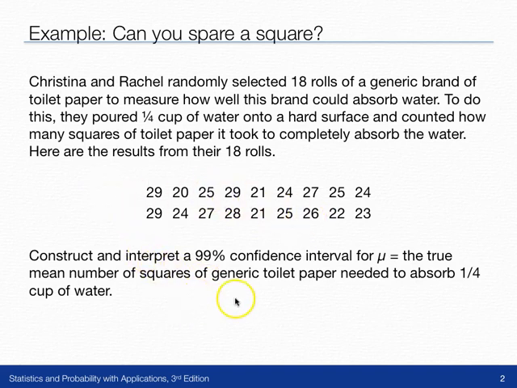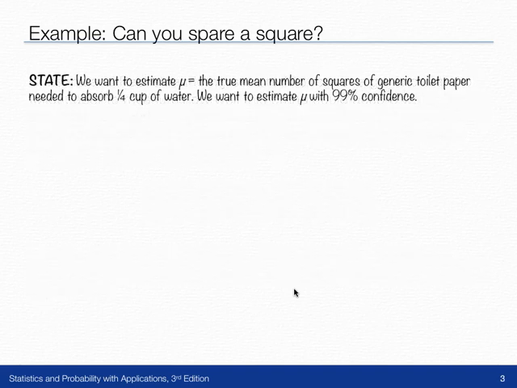We need to figure out what the true mean is, or create a confidence interval that we think will capture the true mean. So there's 4 parts to this problem. First thing we need to do is state what we want to do. We want to estimate mu, the true mean number of squares of generic toilet paper needed to absorb 1/4 of a cup of water. We want to estimate mu with 99% confidence.